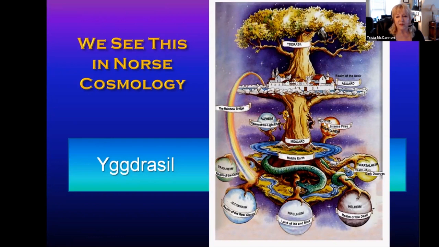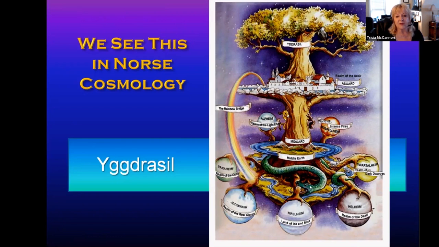Interesting. This is a realm of intense fires, probably like a volcano world. Or say this is Jotunheim, the realm of the real giant. So you can sort of see, and here we are in the middle. We're Middle Earth. This is the Earth.